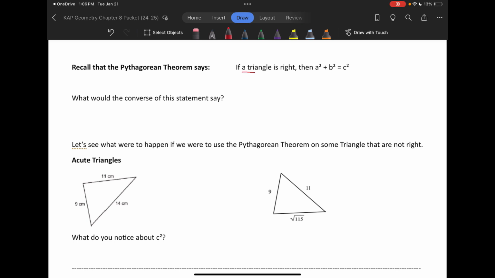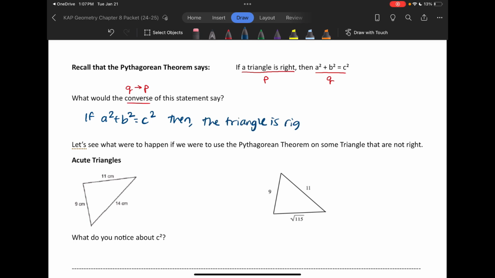Just to kind of recap from what we learned earlier this year, the part after the word if represents p, the part after the word then represents q. The converse is written by swapping the order, by writing this as if q then p. So the converse of this statement would actually read, if a squared plus b squared is equal to c squared, then the triangle is right.